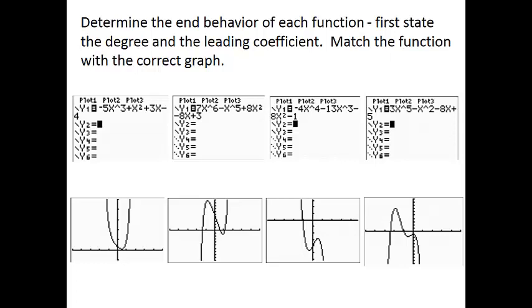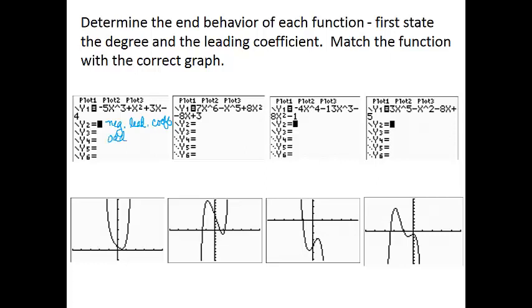I've given you 4 different functions that I've graphed on the calculator, but really just wanting you to think about right now the end behavior and how the coefficient and degree will imply what end behavior the graph has. The first one is negative 5x cubed plus x squared plus 3x minus 4. This function is in standard form. We have a negative leading coefficient, the negative 5. And the degree is 3, which is an odd degree.